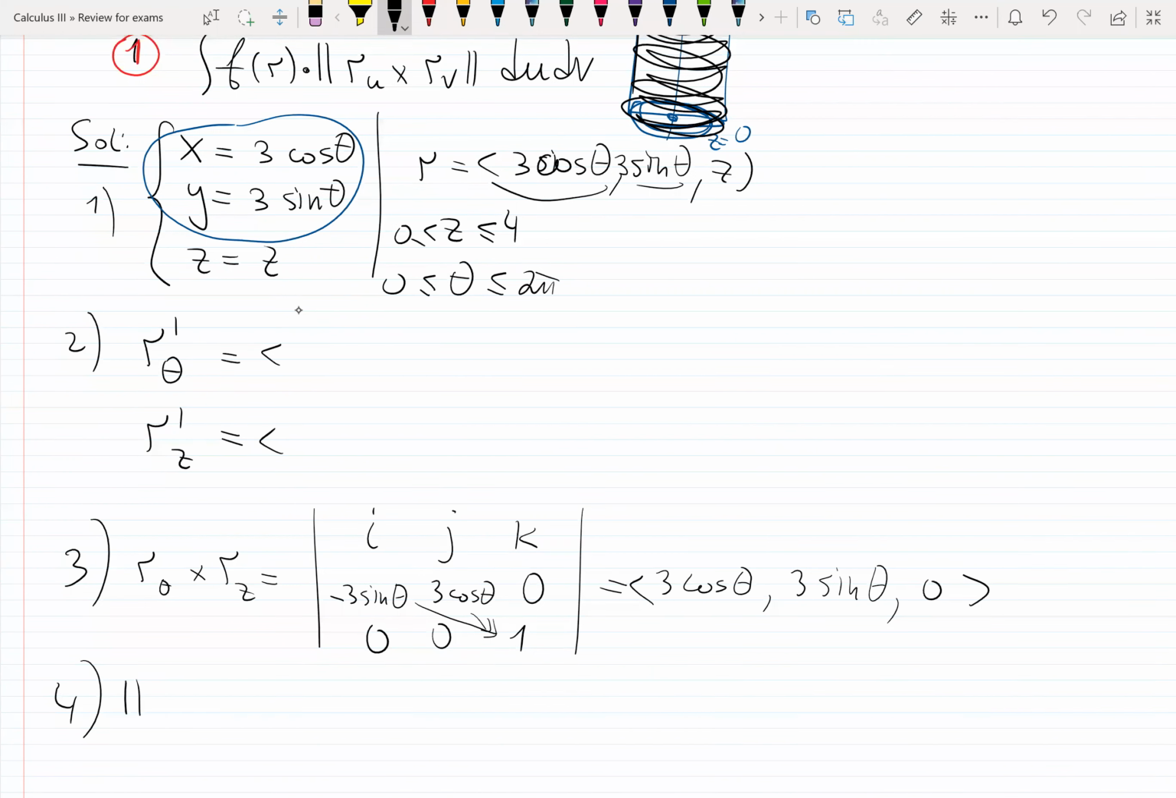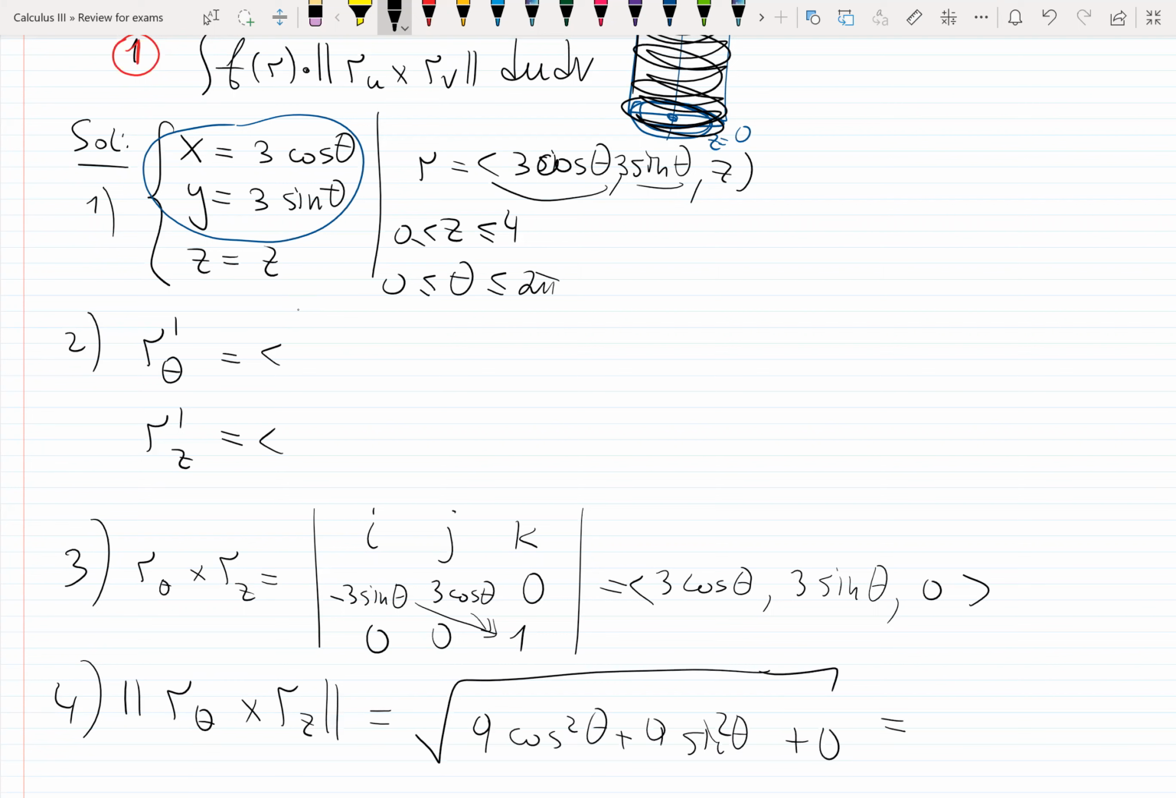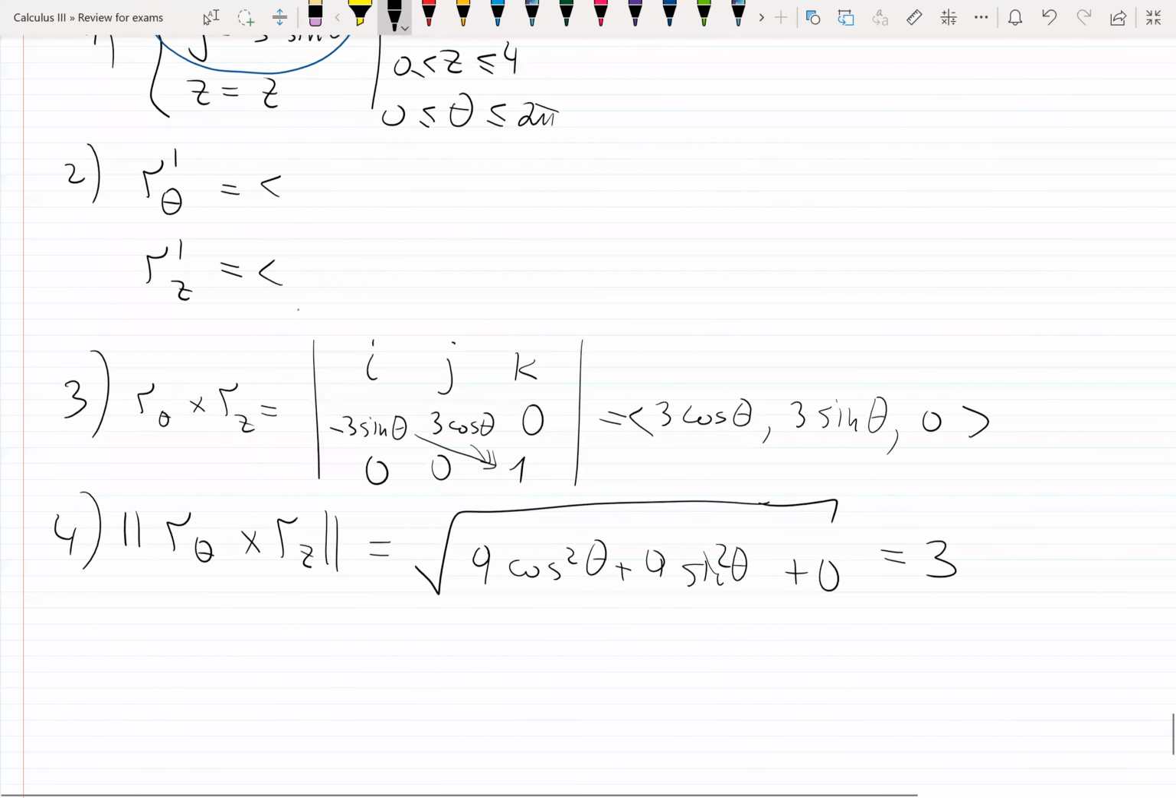Find the size of this vector. Remember, a vector is what? Direction and magnitude. So the size is coming from the first exam. Square root of the square of each: 9 cosine squared plus 9 sine squared plus 0 squared. That's a perfect 3. Very nice. Why do we do that? Because now we'll build the integral.